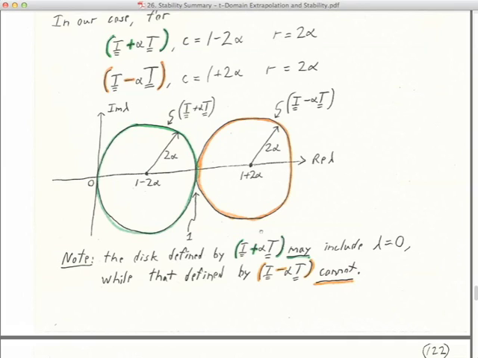So the disk defined by the green 1 plus alpha t might include a zero eigenvalue. And by the way, there are as many disks as we have samples in X, rows of the tridiagonal matrix, but they're all the same. So that's very, very convenient.